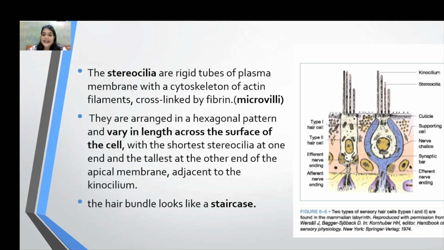So you can know that the hair cells are mainly modified columnar epithelium and they have microvilli. These microvilli are modified as stereocilia. So these are actin filaments cross-linked by fibrin and they are arranged in a hexagonal pattern and they vary in length. It is like a staircase. The smallest at one end and the length of the stereocilia goes on increasing, and the last one will be the kinocilium. The tallest will be the kinocilium.